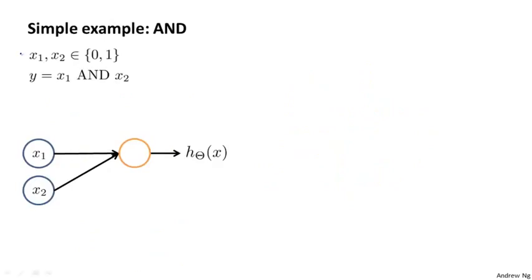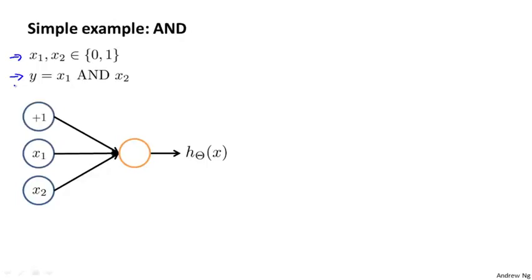Concretely, let's say we have inputs x1 and x2 that are again binary, so either 0 or 1, and let's say our target label y is equal to x1 AND x2. This is a logical AND. So can we get a one-unit network to compute this logical AND function? In order to do so, I'm going to draw in the bias unit as well, the +1 unit.